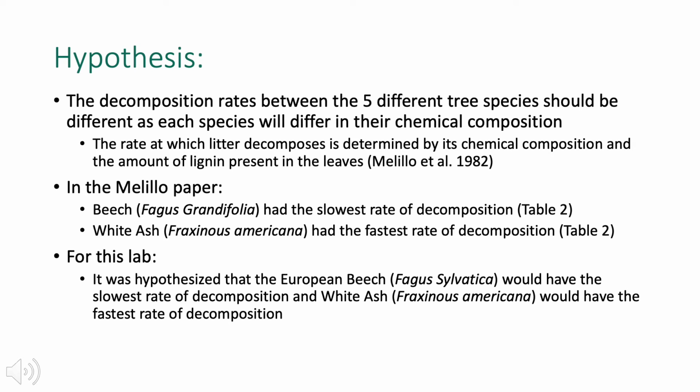According to the Melillo et al. paper, white ash, Fraxinus americana, had the highest rate of decomposition, while beech, Fagus grandifolia, had the slowest rate of decomposition. As both of these specimens are similar or identical to the specimens used in this lab, it was hypothesized that when compared to the rate of decomposition for other tree specimens, white ash would have one of the highest decomposition rates, while the European beech would have the lowest.